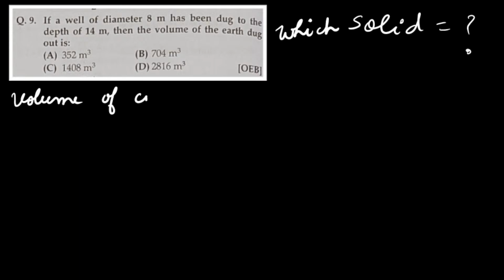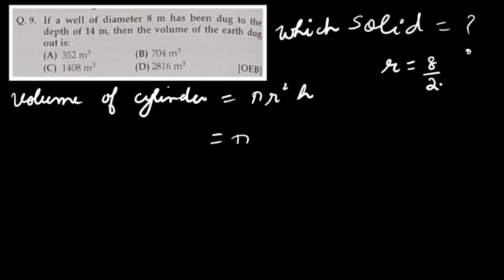Volume of cylinder is pi r square h. Pi as it is here. Diameter is given to us, so we can find the radius. Radius is diameter divided by 2, so 8 by 2 equals 4 meter. And depth means height. Height is given to us as 14 meter.